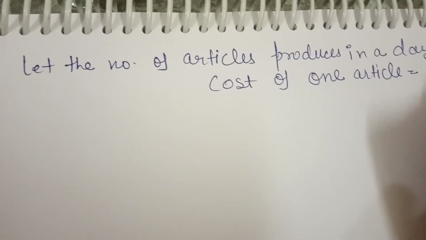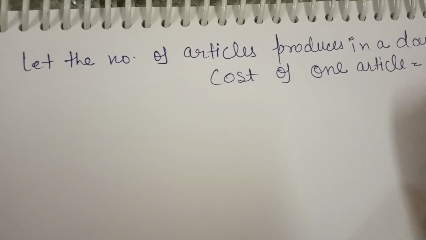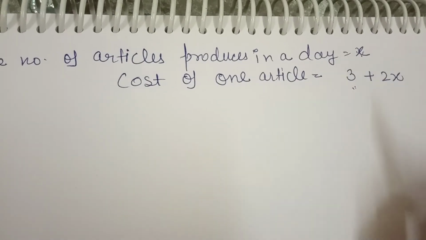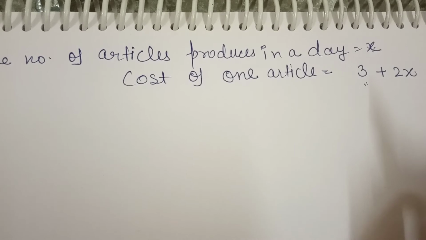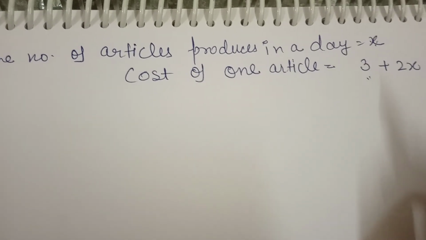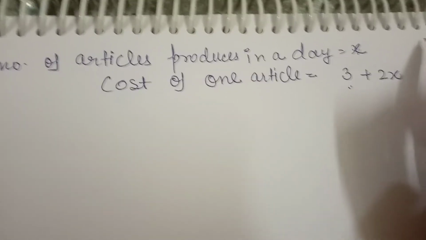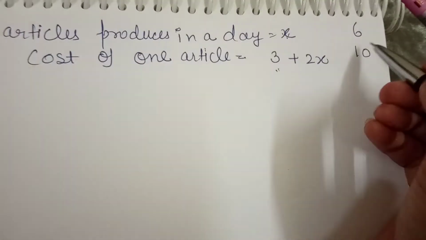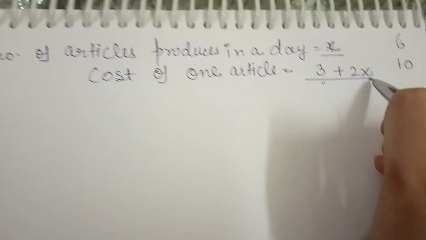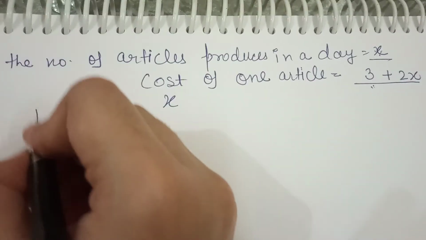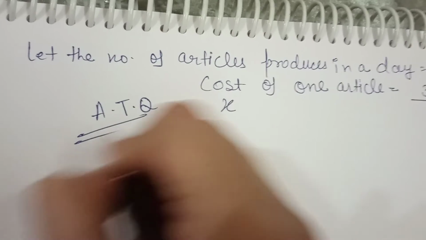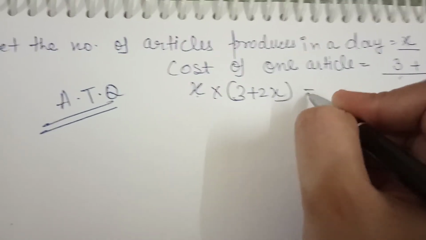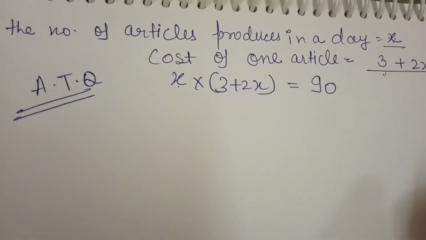So how to find out the cost of one article? कितनी है? 3 more than twice the number of article produced in a day. So we need cost also and number of article also, and they have given the total cost of production in one day. Fine. If I am saying that today I am producing 6 articles and the cost of one article is rupees 10. So how to find out total cost? 6 into 10. So here also we will multiply. So x according to question. I told you that you always write according to question. ATQ. Number of article into cost of article is equal to total cost, and total cost is already given 90.